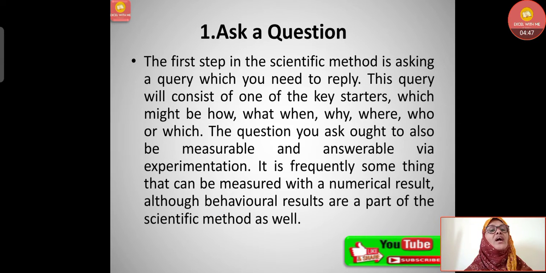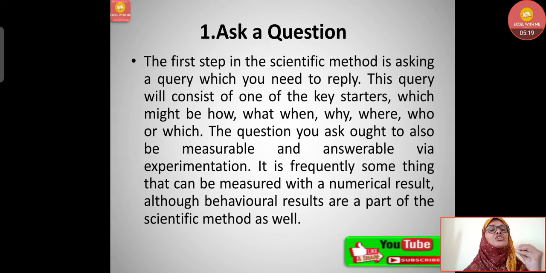The first one, ask a question. The first step in the scientific method is asking a question, a query which you need to answer. You have to take the question and find out the answer to it. This query will consist of one of the key starters, which might be how, what, when, why, where, who, or which. We have to answer all these questions.